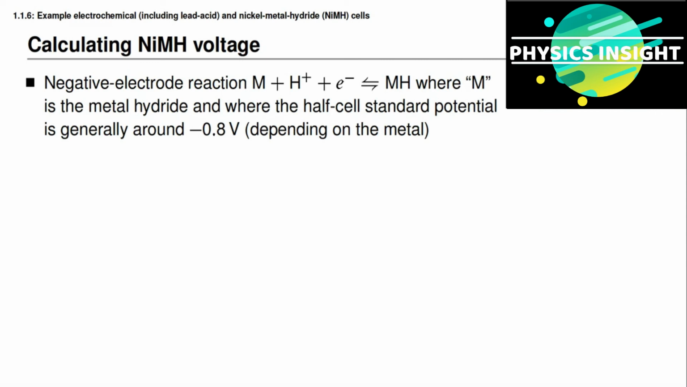We'd like to, for this example, also compute the voltage of a nickel metal hydride cell like we did for the other two battery chemistries. And so once again, we need to look up the standard potentials of the half reactions that occur in each electrode. In the negative electrode, we have M, which stands for the metal hydride, plus a proton plus an electron becomes the metal combined with hydrogen. The standard potential for this reaction depends on what we use for M, but it's generally around negative 0.8 volts.